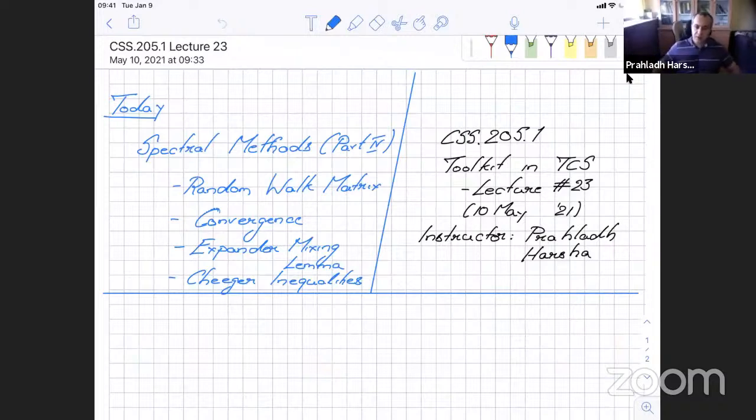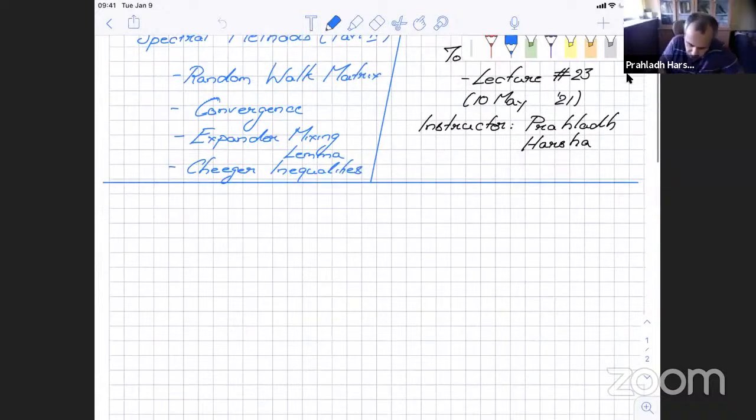So let's get started. We will continue our discussion on spectral methods. This will be the fourth lecture on this module. We started off with discussing the adjacency matrix, then a little bit about the Laplacian, and then we moved on to the random walk matrix, which is actually the most interesting matrix of all. So let's do a quick recap of what we did last time.